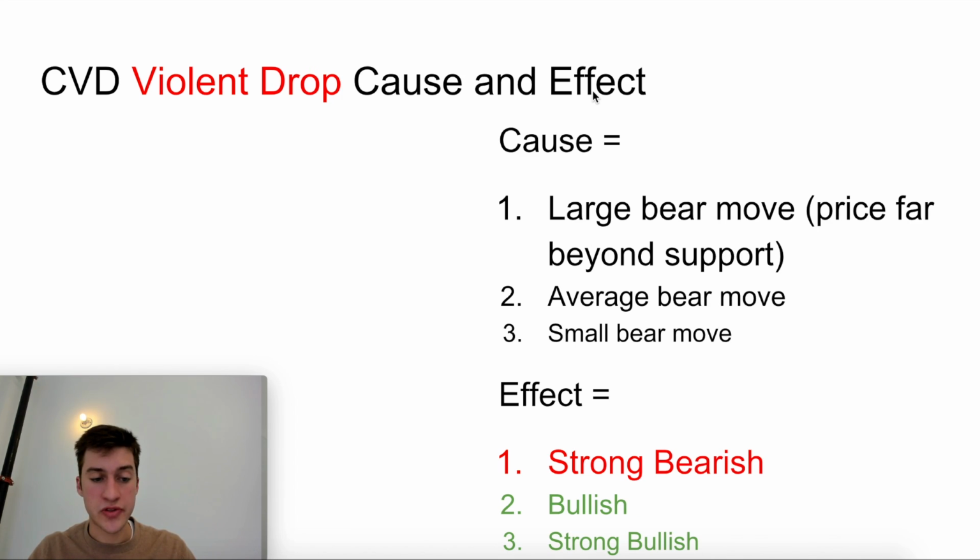Average bear move, so just a downtrend, average bear move, but a crazy spike in CVD downward, a violent drop, excuse me. That's going to be typically more bullish than bearish. So expect a bullish move, a bullish retracement, or even a possible reversal. And a small bearish move, so that's the same thing as just a bearish move with a very low tail, or just a small bearish body candlestick, with a violent drop in CVD is a strong bullish sign.